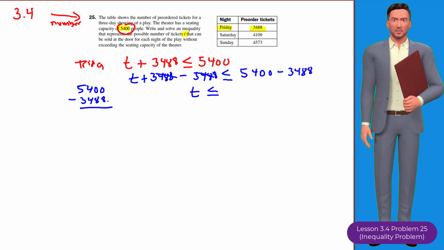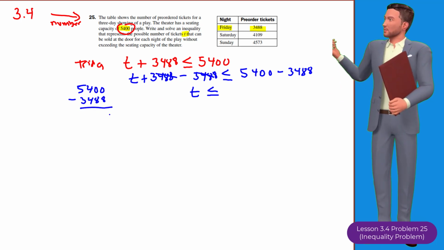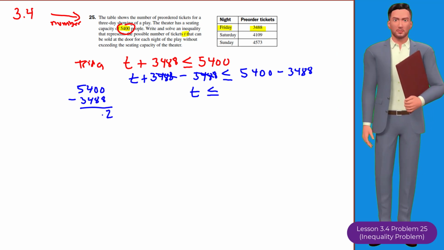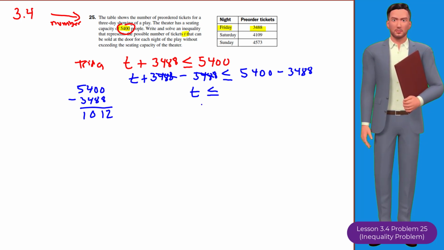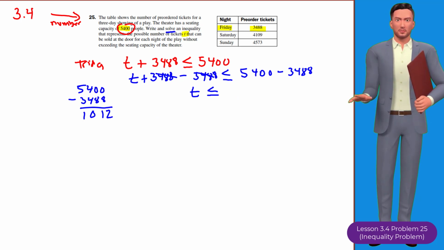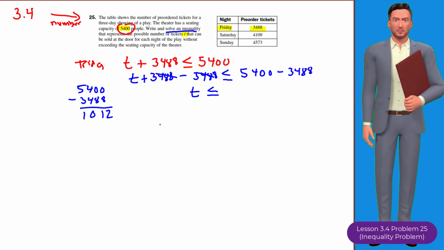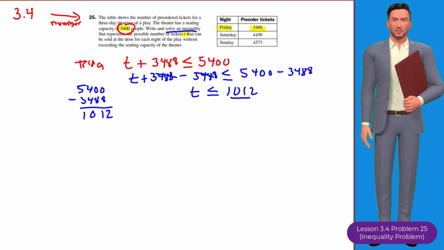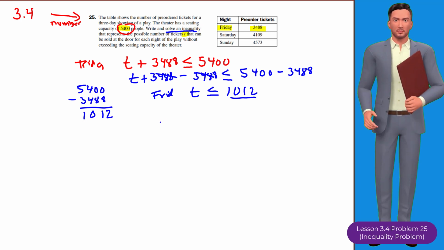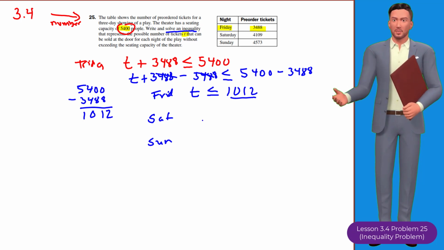So now we have to solve it for the number of tickets that can be sold on that night. I've got 2 there, I've got 1 there, 0 there, and I end up with 1,012. So on Friday night, I can sell less than or equal to 1,012 more tickets. So that's Friday. Given that, for Saturday and then for Sunday, you're going to follow the same procedure.